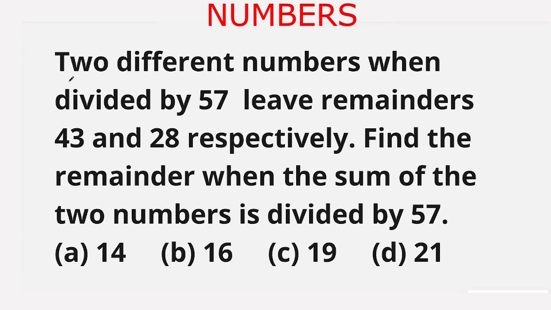Our question is: two different numbers when divided by 57 leave remainders 43 and 28 respectively. Find the remainder when the sum of the two numbers is divided by 57. The given options are option A 14, option B 16, option C 19, option D 21.